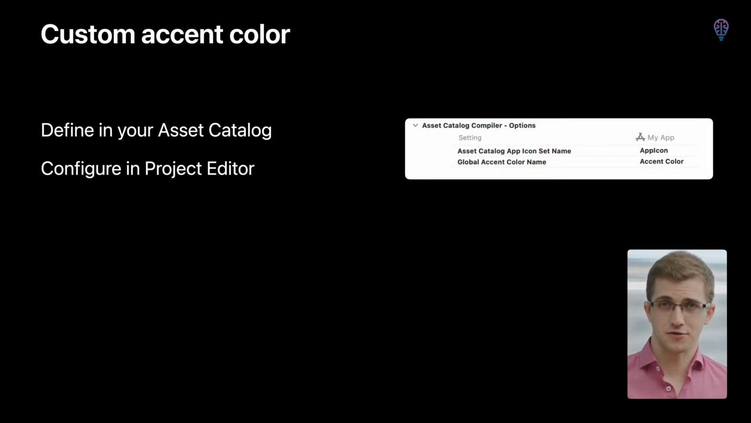Once you're happy with your color choice, you can specify your accent color's name in the project editor so that Xcode's build system can identify it. And that's it. Build and run your app on Big Sur, and you'll see your custom color throughout the UI.